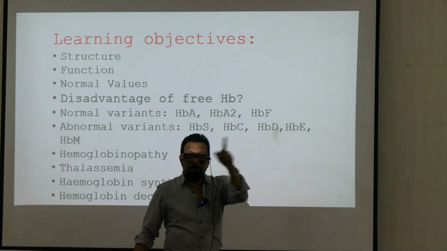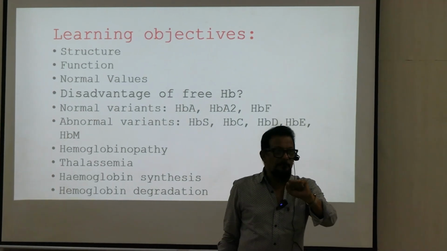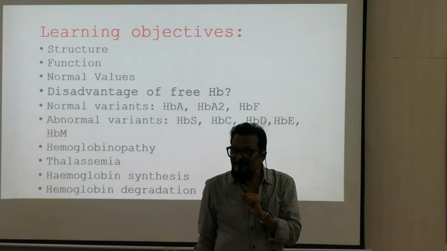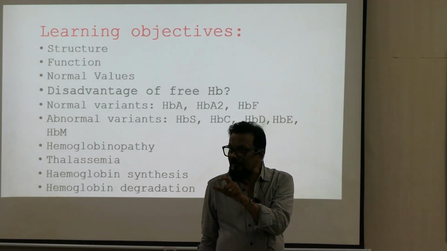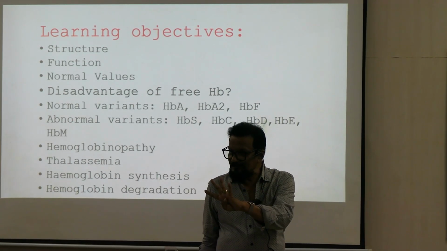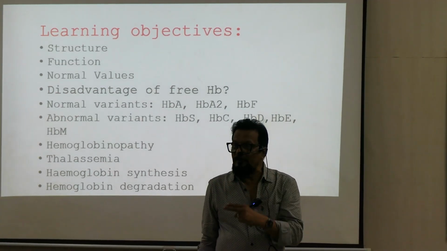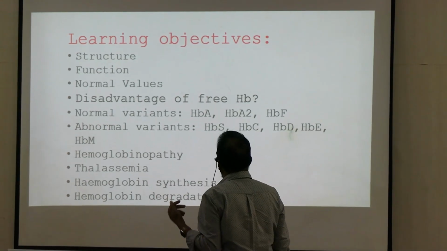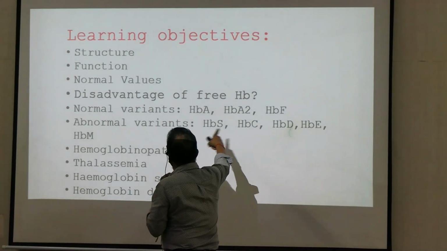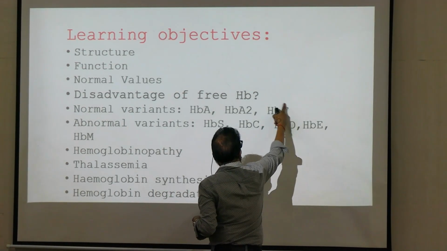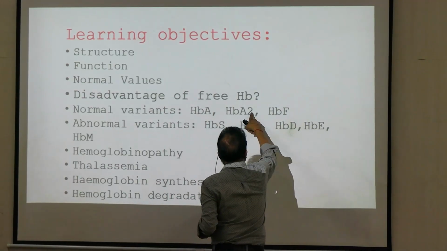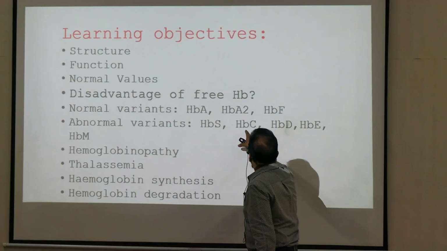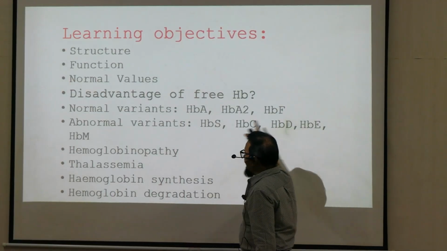97% of normal human beings have hemoglobin A. Means their globin has how many chains? 4 chains: 2 alpha and 2 beta. Okay, let's see what their globin constitution is in different subjects. Remember, its affinity for oxygen is much more than this. Abnormal variants are HbS, HbC, HbD, HbE, and HbM.